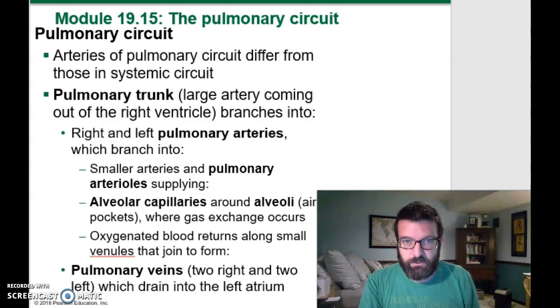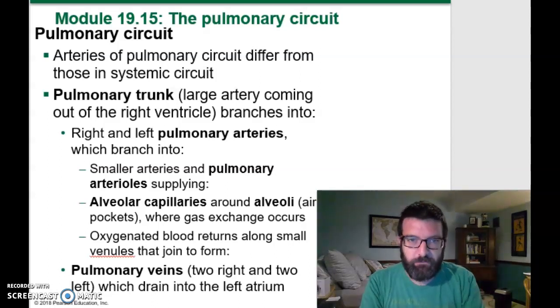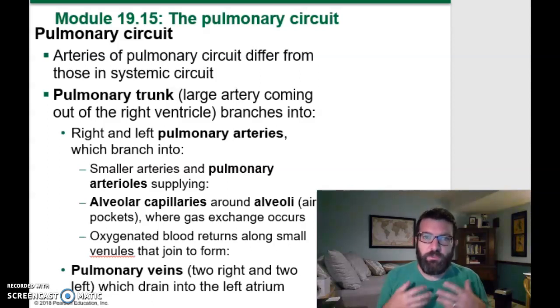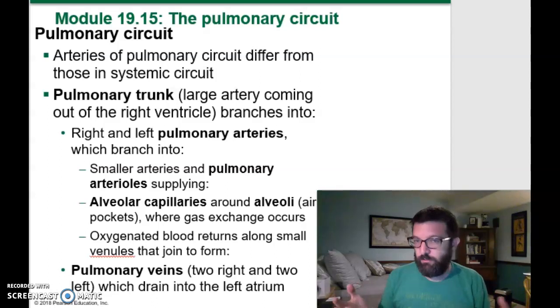The human circulatory system has two main circuits, the systemic circuit and the pulmonary circuit. And let's start with the pulmonary circuit. The pulmonary circuit, again, brings blood away from the right side of the heart to the lungs to pick up oxygen, drop off CO2, and then it brings that oxygenated blood back to the left side of the heart.